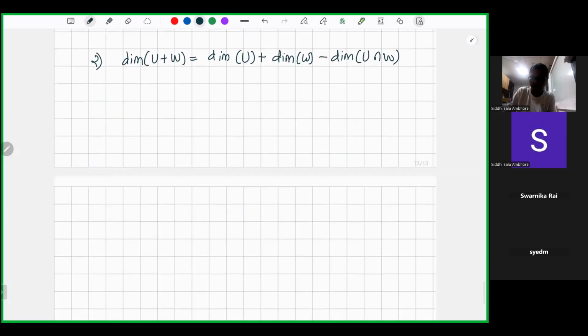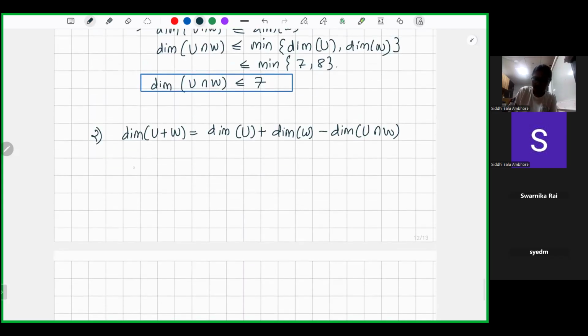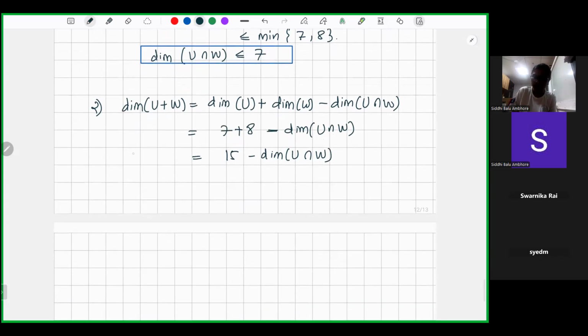So this dimension of U plus W can take a maximum value of 7 plus 8 minus dimension of U intersection W. So this is 15 minus dimension of U intersection W.